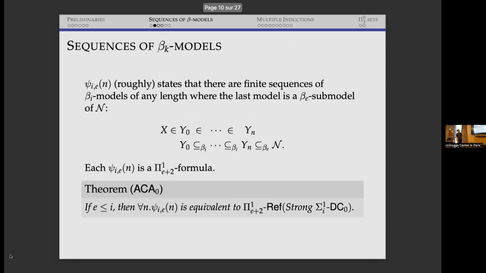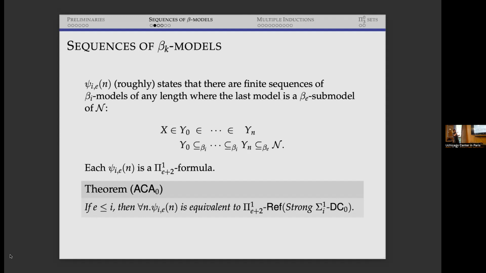So what are we using the beta models for? We're going to prove those results connecting reflection and determinacy using this kind of sequence of beta_k models. So we get this kind of ugly formula, psi_IE(n). It's going to state that we get a sequence of beta_I models y_0, y_1, y_2, until y_n, I for internal, so it's a relation between them. And the last one is going to be a beta_E model, a coded beta_E submodel of the ground model.